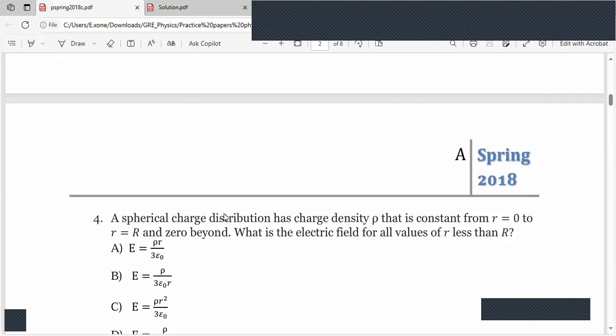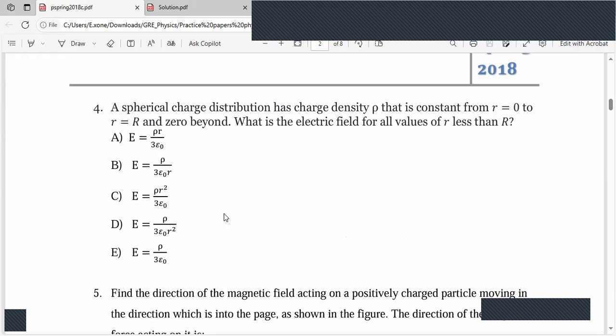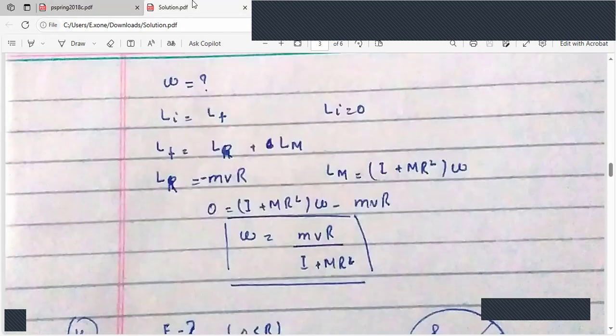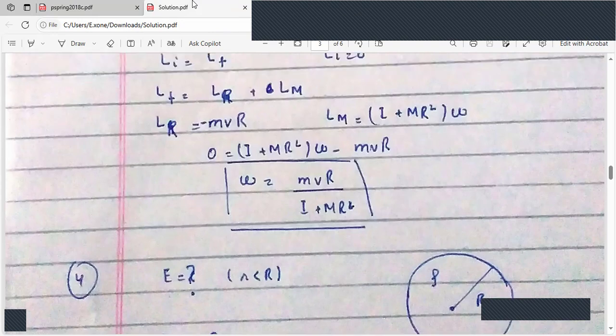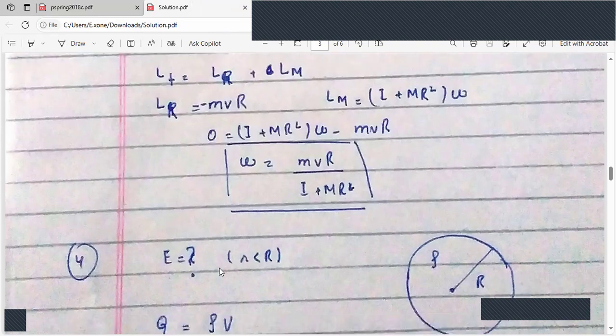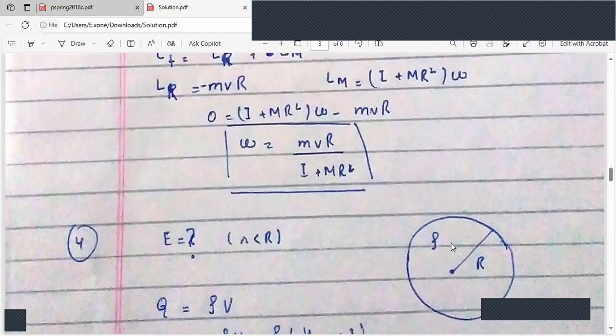So the next question, the fourth question, is from electrostatics. The question is: a spherical charge distribution has charge density rho that is constant from r equal to 0 to r equal to capital R, and 0 beyond. What is the electric field for all values of r less than R? So we are given a sphere, and we want to know the electric field inside the sphere, and we are given a constant charge density.